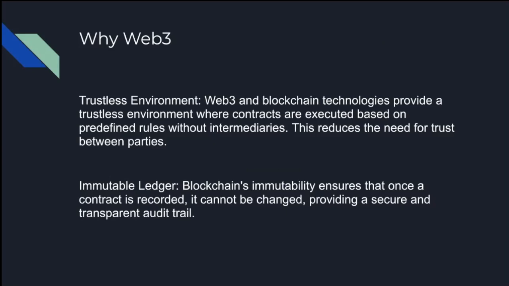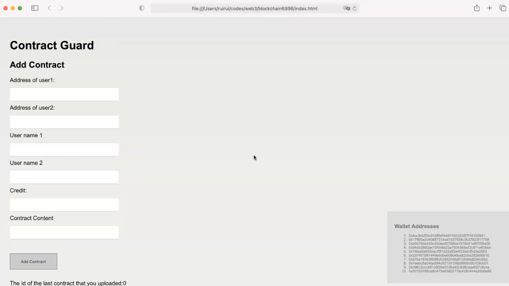The first thing is the trustless environment. Web3 and blockchain technology provide us a trustless environment where the contract can be executed based on predefined rules, which is very transparent and without intermediary. This reduces the need for trust between two parties. The second thing is immutable ledgers. The blockchain's immutability ensures that once the contract is recorded, it cannot be changed, providing a secure and transparent audit trail. Here is a short demo of our project.